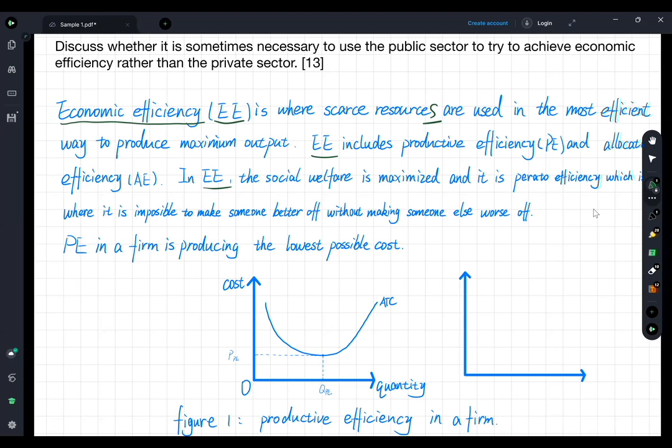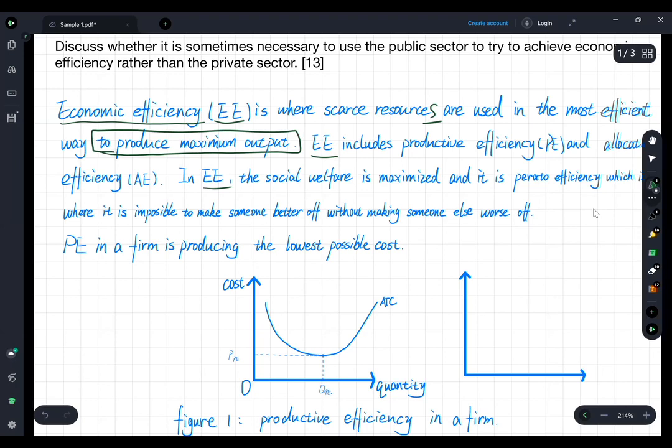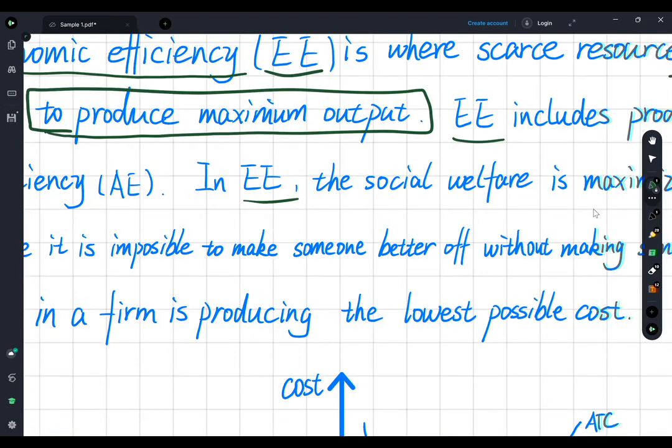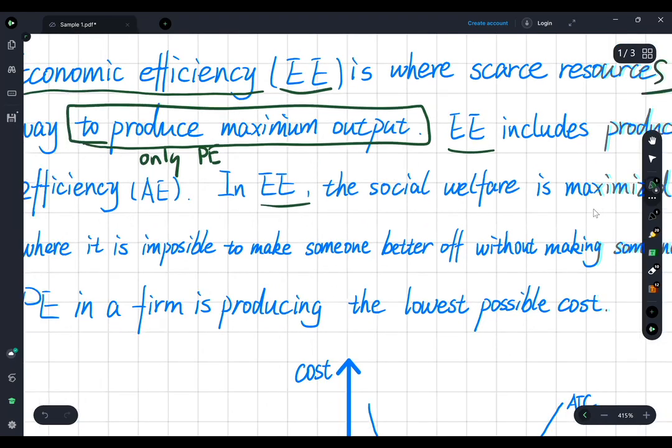So actually, to produce maximum output, I know that this is sometimes a definition that you have in textbooks, but it's actually not a good definition of economic efficiency. Because if you consider that using the resources in the most efficient way is simply about producing the maximum output, that's productive efficiency only. You don't have allocative efficiency at all. So to me, that's not the definition that I give, because producing the maximum output is only PE. It's not economic efficiency.